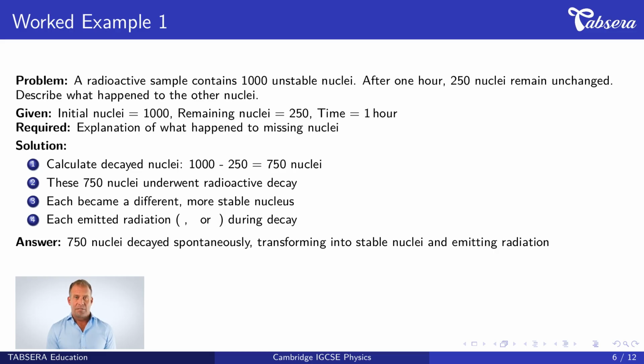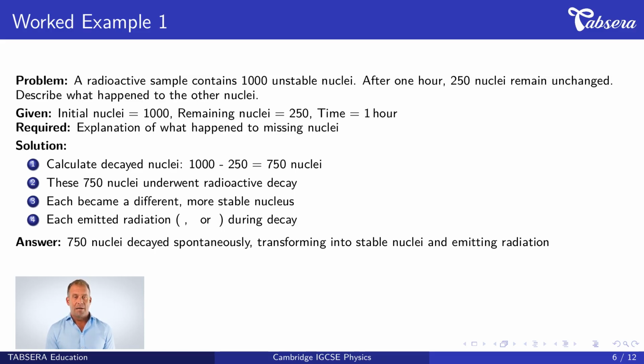Let's work through our first example. The problem states, a radioactive sample contains 1,000 unstable nuclei. After 1 hour, 250 nuclei remain unchanged. Describe what happened to the other nuclei. We are given initial nuclei equals 1,000, remaining nuclei equals 250, and time equals 1 hour. We need to find an explanation of what happened to the missing nuclei.